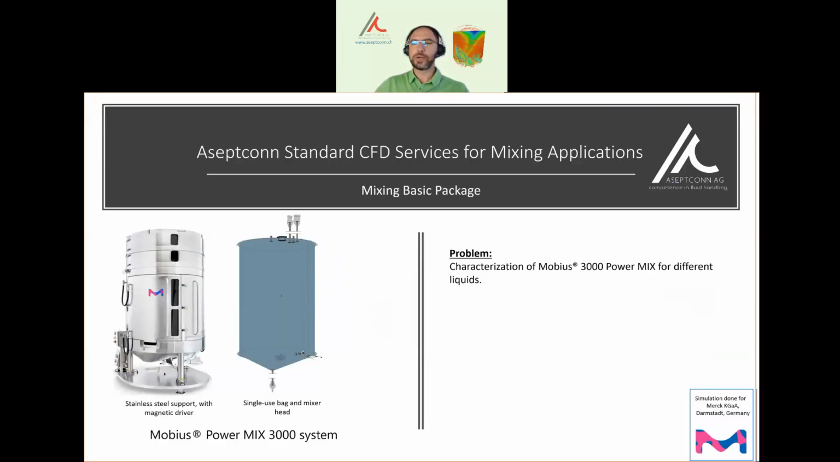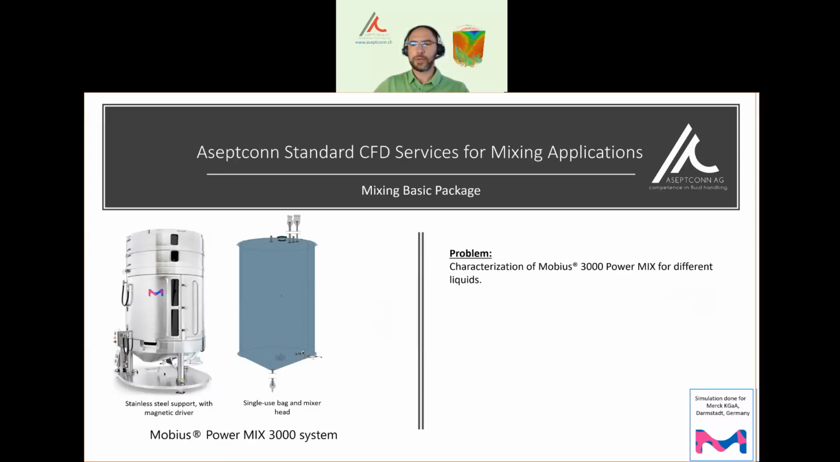Now let's take a look at the standard CFD simulations services that we at Aseptconn are offering for the pharma industry. I will present an example for each one. The Mixing Basic package is our fundamental CFD service that gives a characterization of the mixing capacity of a specific geometry formed by a tank and a mixer in relation with the main liquid used for production. We can support multi-use or single-use installations.